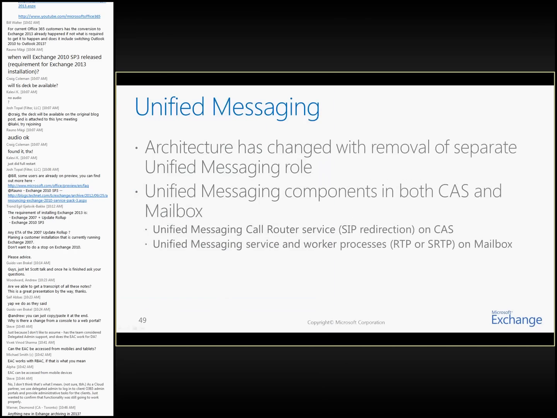Now, in the new model, the client access server running the Microsoft Exchange unified messaging call router service redirects SIP traffic that's generated from an incoming call to a mailbox server. The client access server runs this unified messaging call router service, which receives an incoming call and forwards it to the mailbox server. Then a media, either RTP or secure RTP channel, is established from the voice over IP gateway or IP private branch exchange to the mailbox server that hosts the user's mailbox. In Exchange 2013, the mailbox server has the same processes as the unified messaging server role in previous versions, and so it runs both the unified messaging service and the UM worker processes.